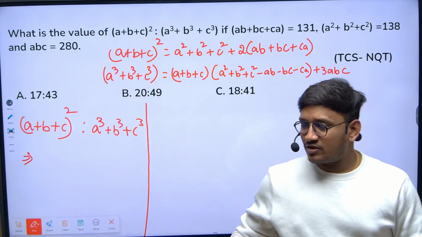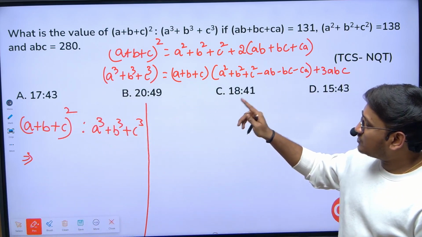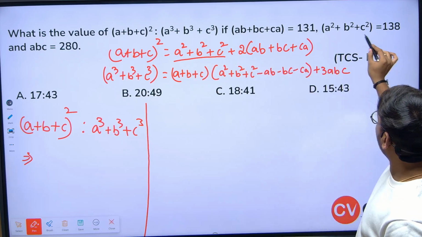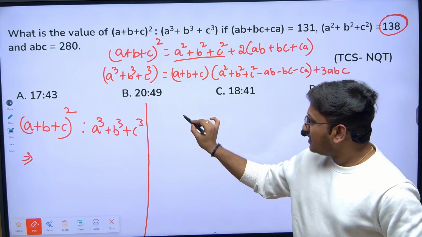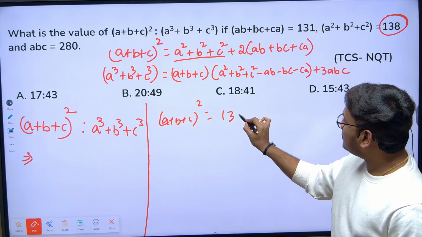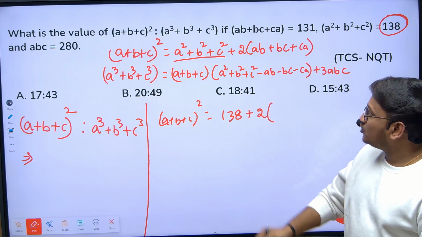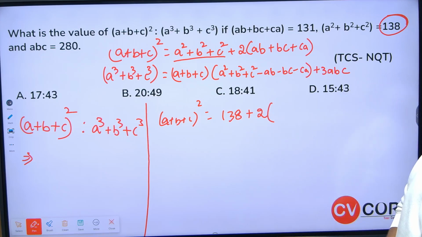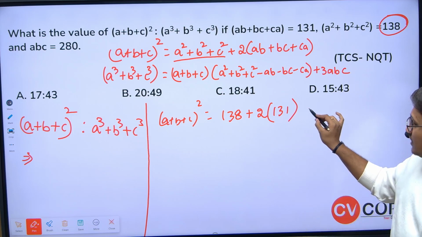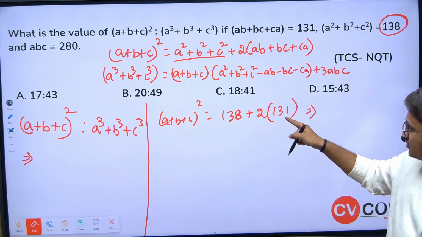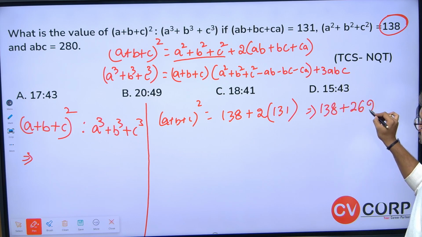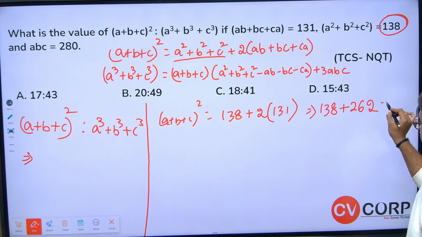Let's try to put the values in the formulas. Let's say (a + b + c)² means a² + b² + c². What's the value of a² + b² + c²? 138. Now I can write (a + b + c)² is equal to 138 plus 2 into ab + bc + ca, which is 131. So 138 plus 262, which is equal to 400.